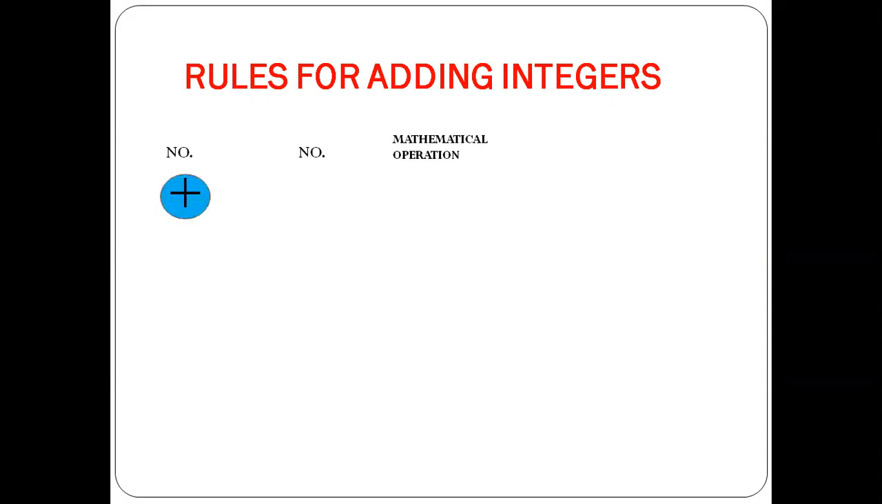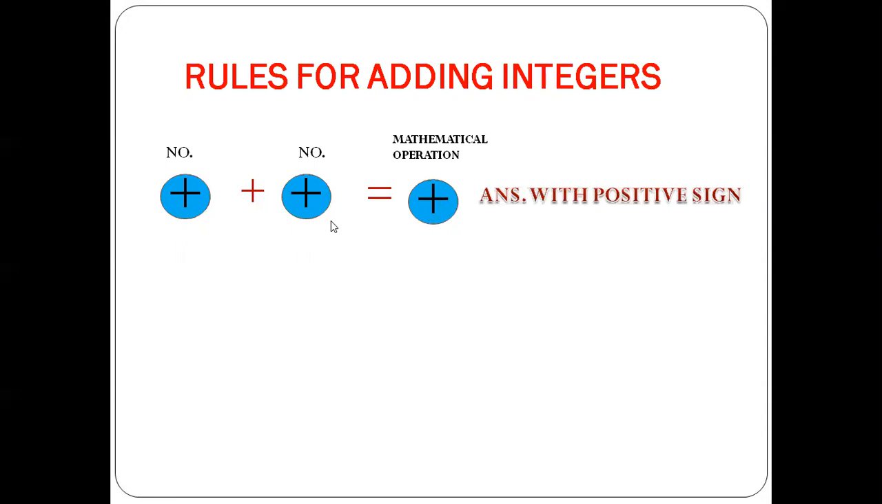So the first rule is, when two positive numbers are added with each other, then the answer is always positive. Here you can see this first blue symbol is representing the positive number. The other blue symbol is also representing a positive number. And this third blue symbol shows that there is addition between these two positive numbers. So when these two positive numbers are added with each other, the answer is always positive.